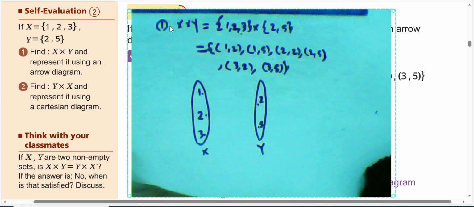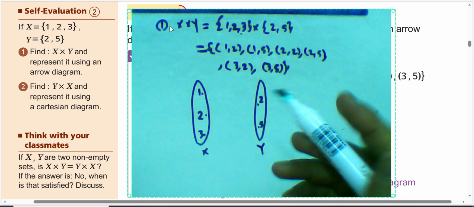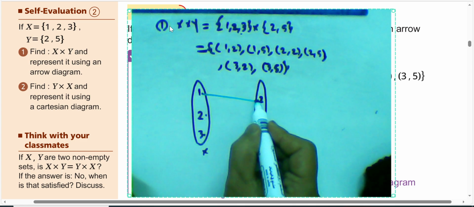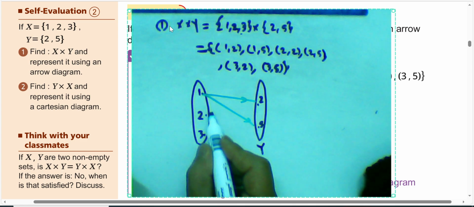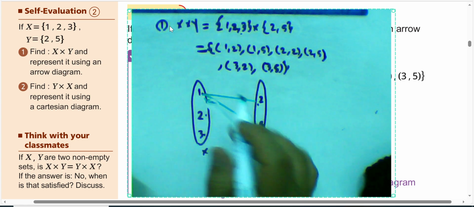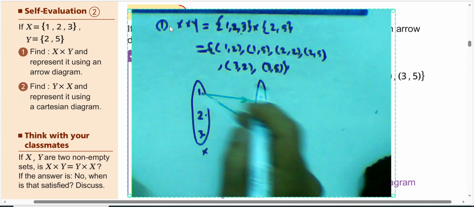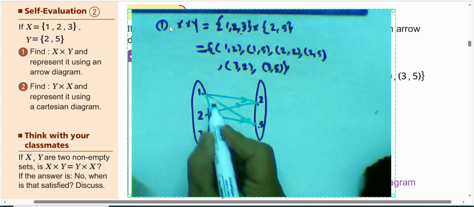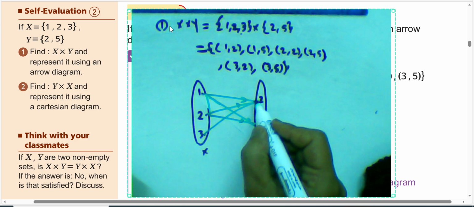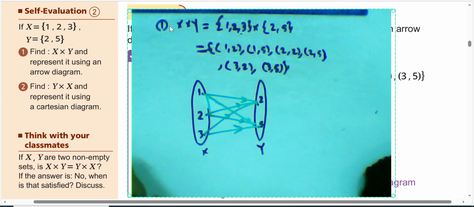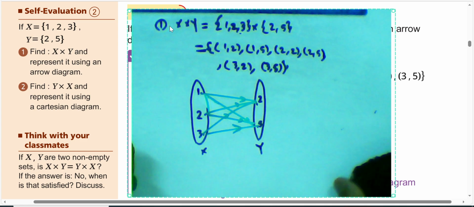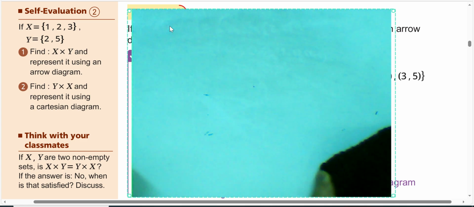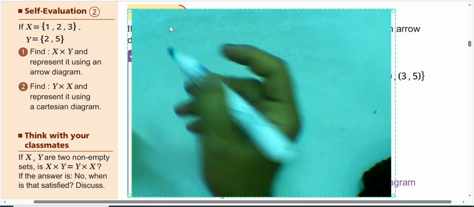And then draw the arrows from 1 to 2, 1 to 5, and then from 2: we have 2 to 2, 2 to 5, and 3 to 2, and 3 to 5. Next question, number 2.